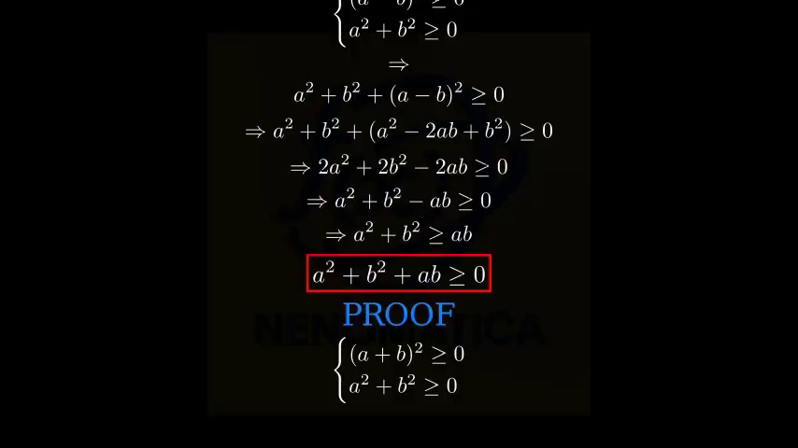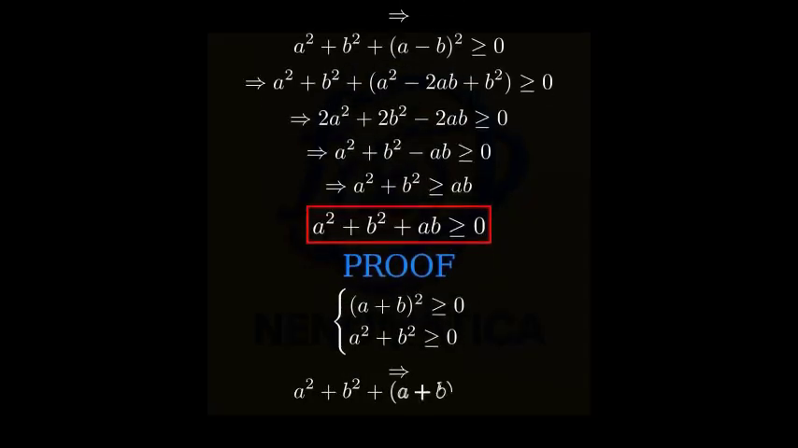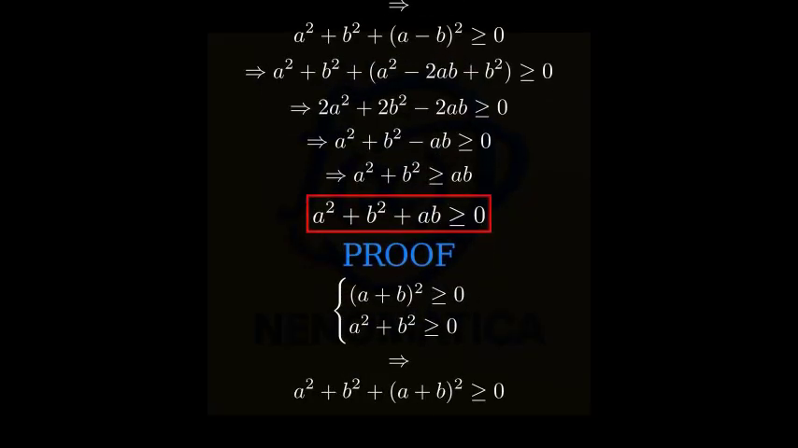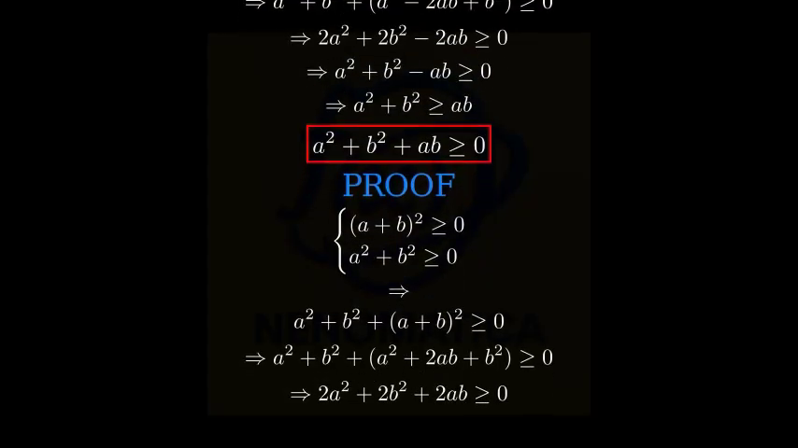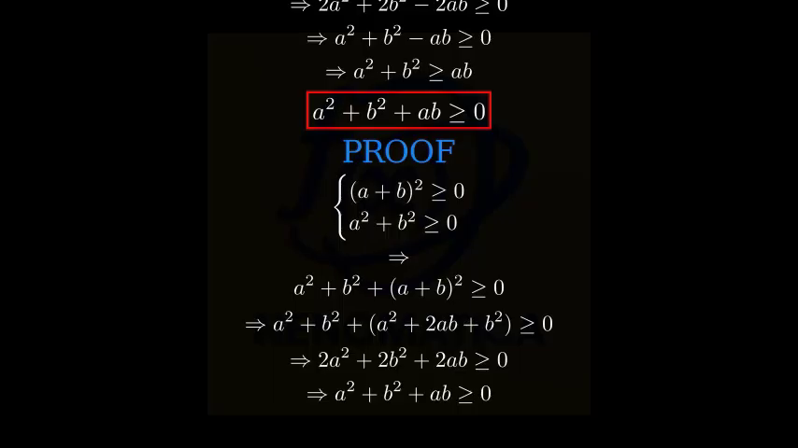And as before, a squared plus b squared is greater than or equal to 0. Adding these inequalities, we get a squared plus b squared plus the square of a plus b is greater than or equal to 0. Let's expand a plus b squared. When we expand this, we get a squared plus 2ab plus b squared. Substituting this back into our inequality, we get a squared plus b squared plus a squared plus 2ab plus b squared is greater than or equal to 0, which simplifies to 2a squared plus 2b squared plus 2ab is greater than or equal to 0. Dividing both sides by 2, we get a squared plus b squared plus ab is greater than or equal to 0, which proves our second inequality.